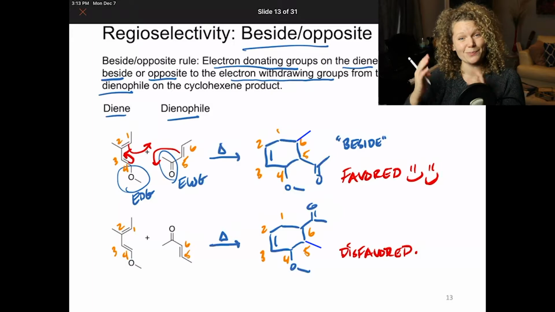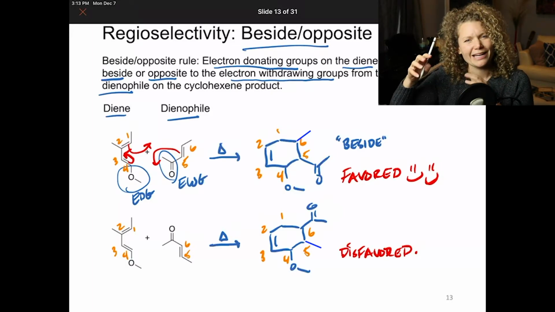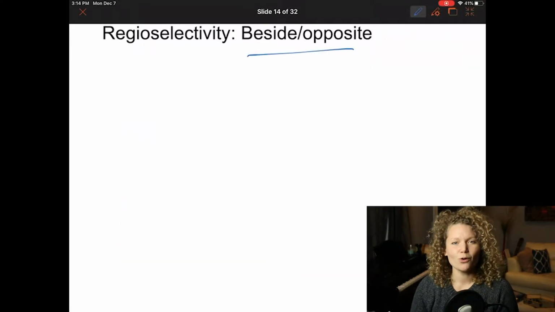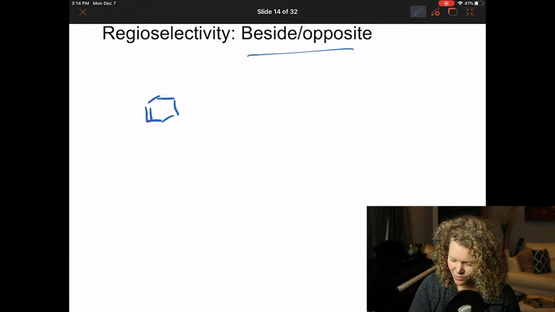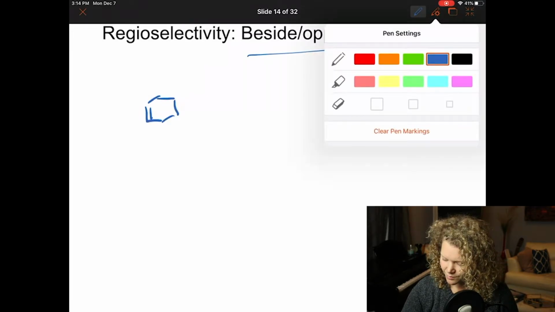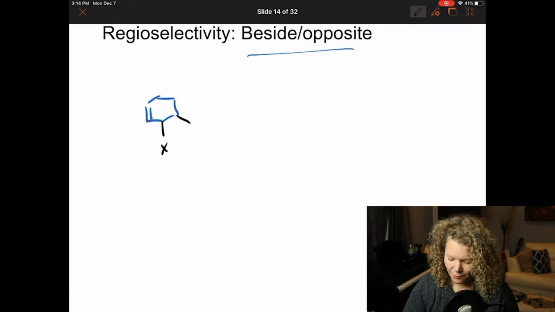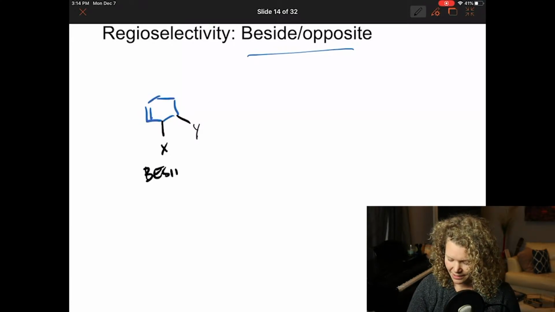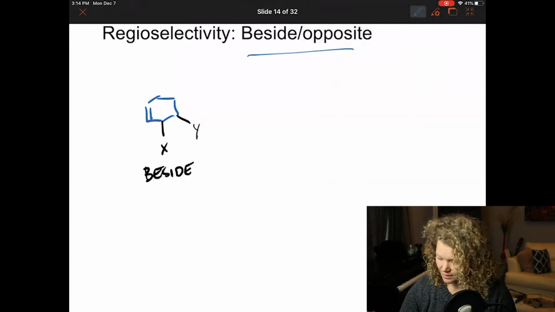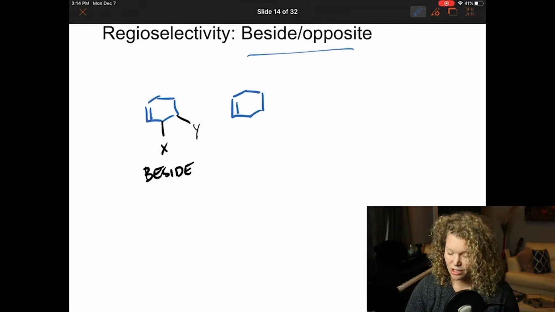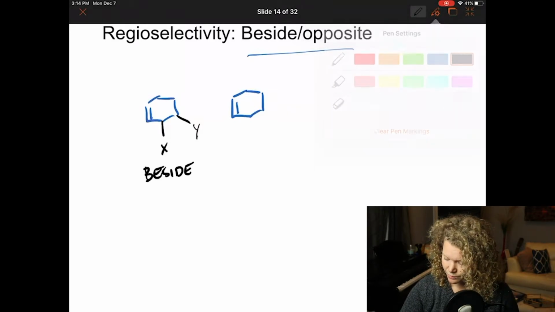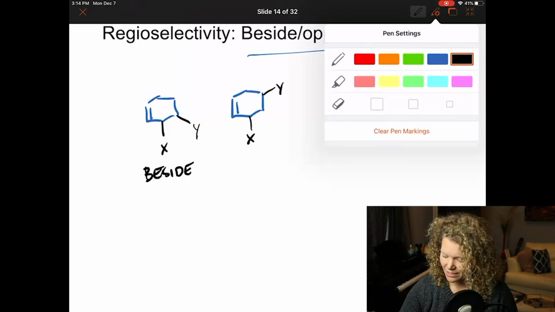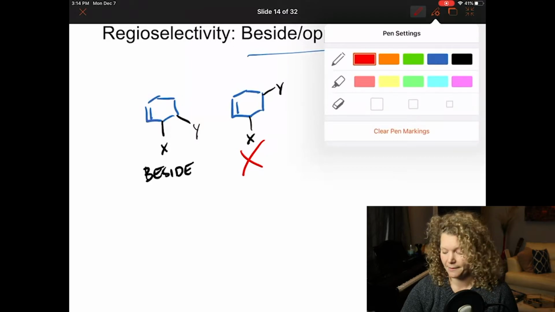So again, we want it either beside or opposite. Let me show you in a little more detail about what I mean by beside and opposite. For this rule, we're making these cyclohexene structures. If we have two groups here, I would consider this to be beside each other. They're right beside each other, right? If you run the reaction and you're able to draw the two groups with one carbon in between, this is not favored, okay?